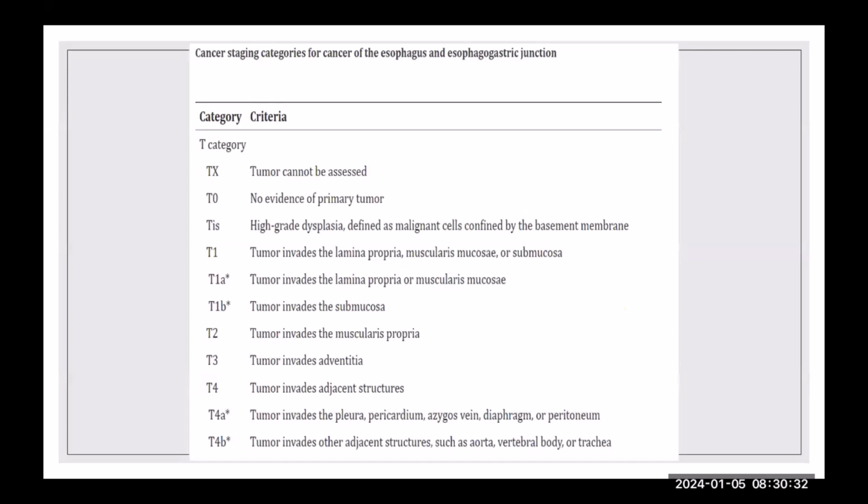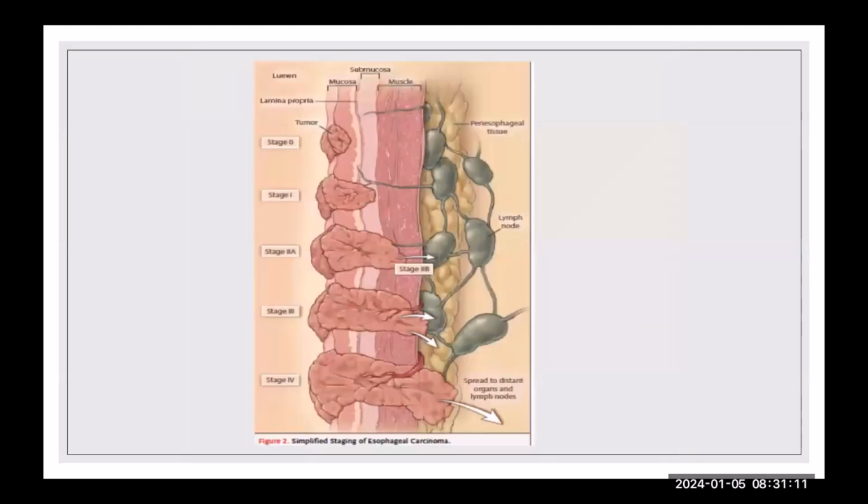Now, as we already know, it's TNM staging. Here, T0 to TIS, which is high-grade dysplasia. T1 is a tumor invading. T1A is tumor invading into the lamina propria and muscularis mucosa. T1B is into the submucosa. T2 is tumor invades the muscularis propria. T3 is into the adventitia, and T4 invades the adjacent structures. In which T4A is into the pleura, pericardium, diaphragm, peritoneum, and azygous vein. And the T4B is into the aorta, vertebral body, and trachea.